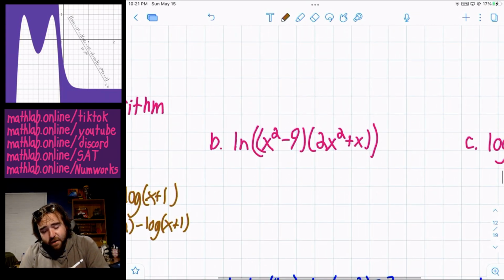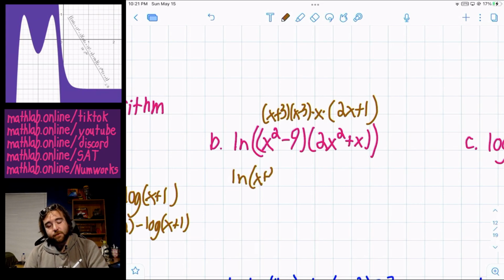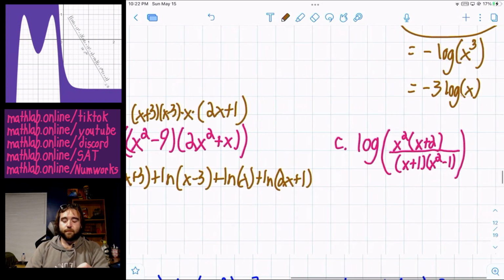All right, so we're going to factor this one first. x plus 3, x minus 3, and x, 2x plus 1. So that's ln of x plus 3 plus ln of x minus 3 plus ln of x plus ln of 2x plus 1.